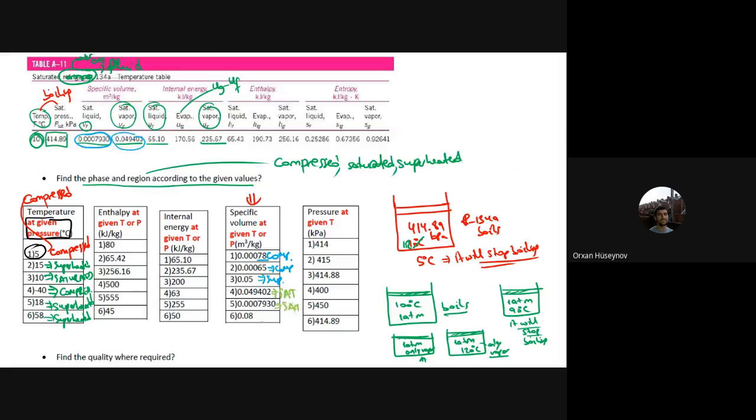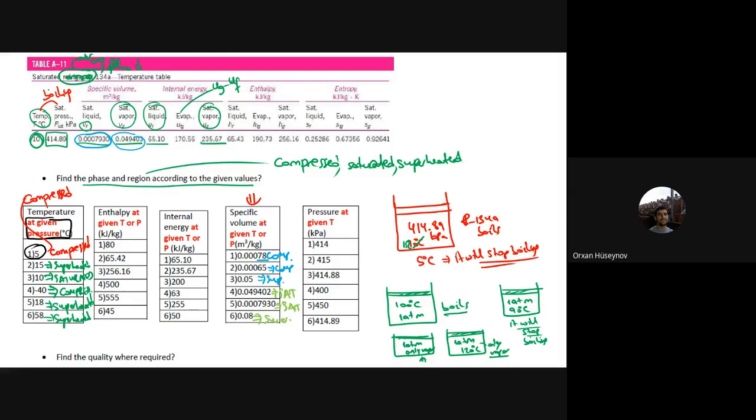And now the last one, I will ask you again. What is the region for the last one, the sixth one? You will just write the name of the region. So yes, the last one, this one is the superheated.